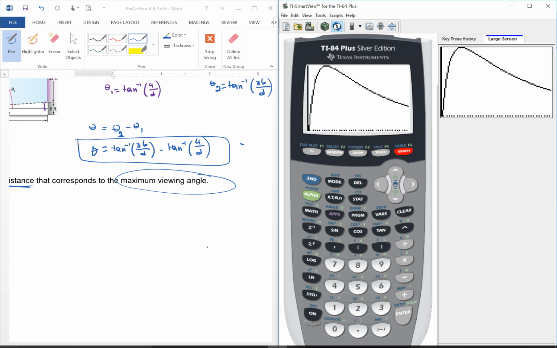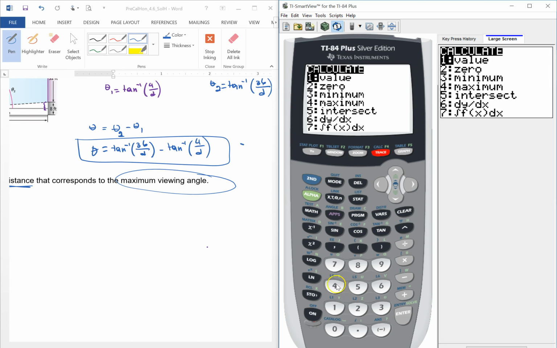So look. When the distance is maximized, this is where theta is maximum. So we have to find that. If you sit right there, that's when you get your maximum viewing angle. Before or after that, you're going to get a smaller viewing angle. So second calc, maximum.